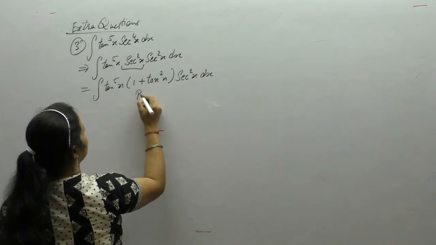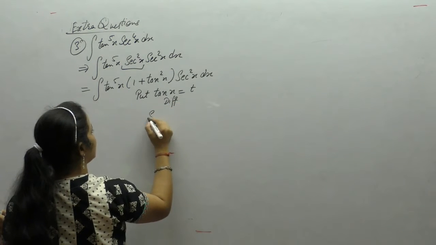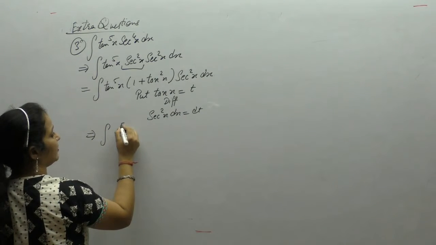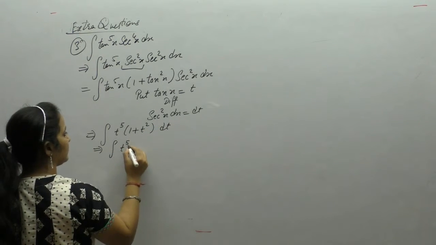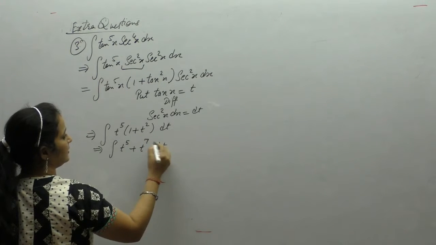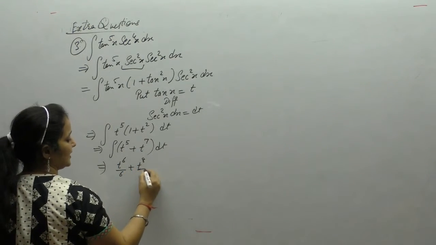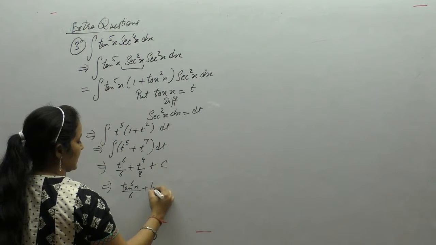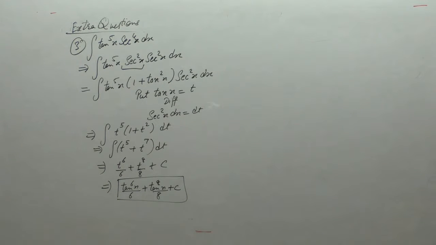Now put tan x as t. Derivative of tan is sec square. Put these values. T power 5 into 1 plus t square dt. Integral of t5 plus t7. Apply the power rule. N plus 1, 5 plus 1 is 6, 7 plus 1 is 8. What is the t here? Tan x. Tan 6x upon 6 plus tan 8x upon 8 plus c.